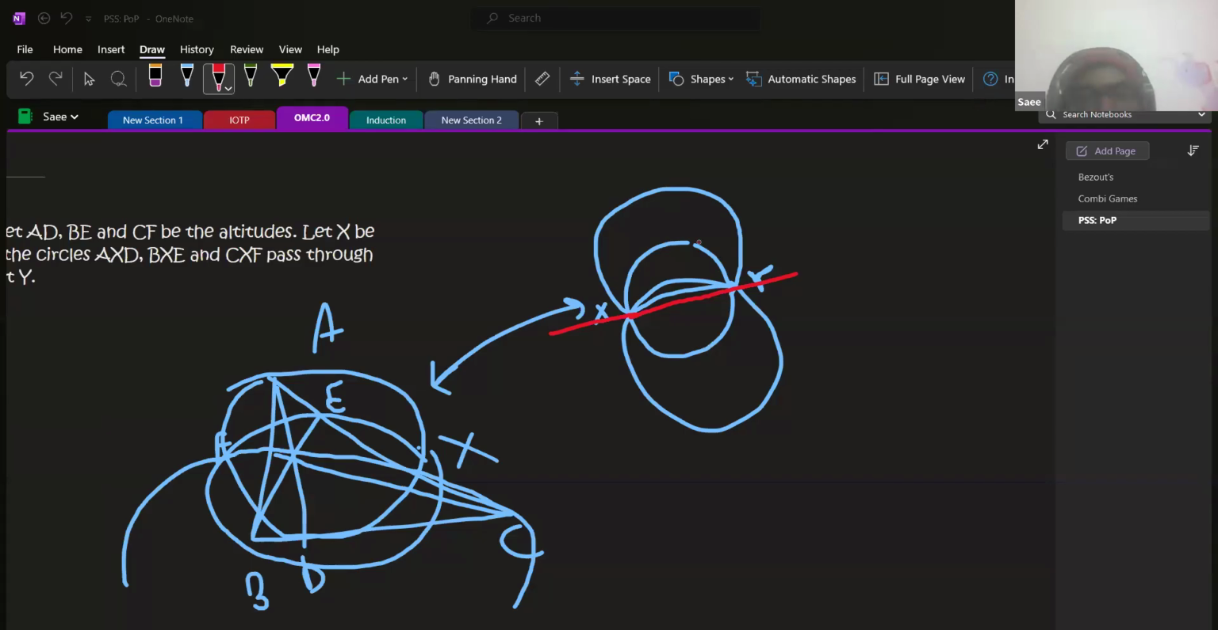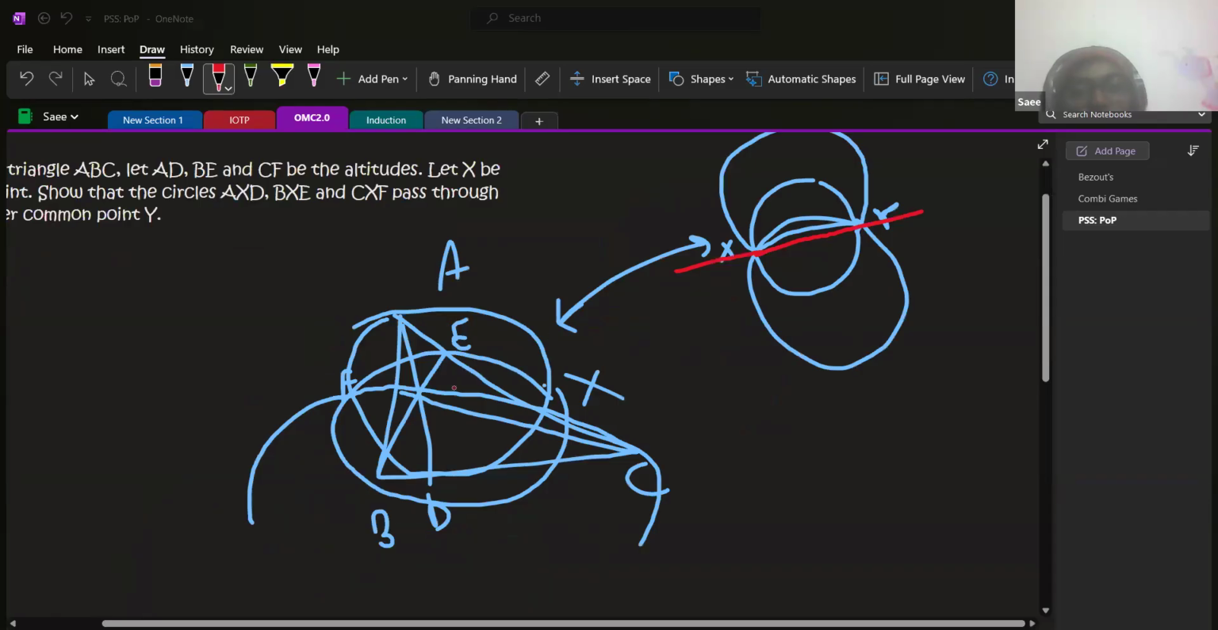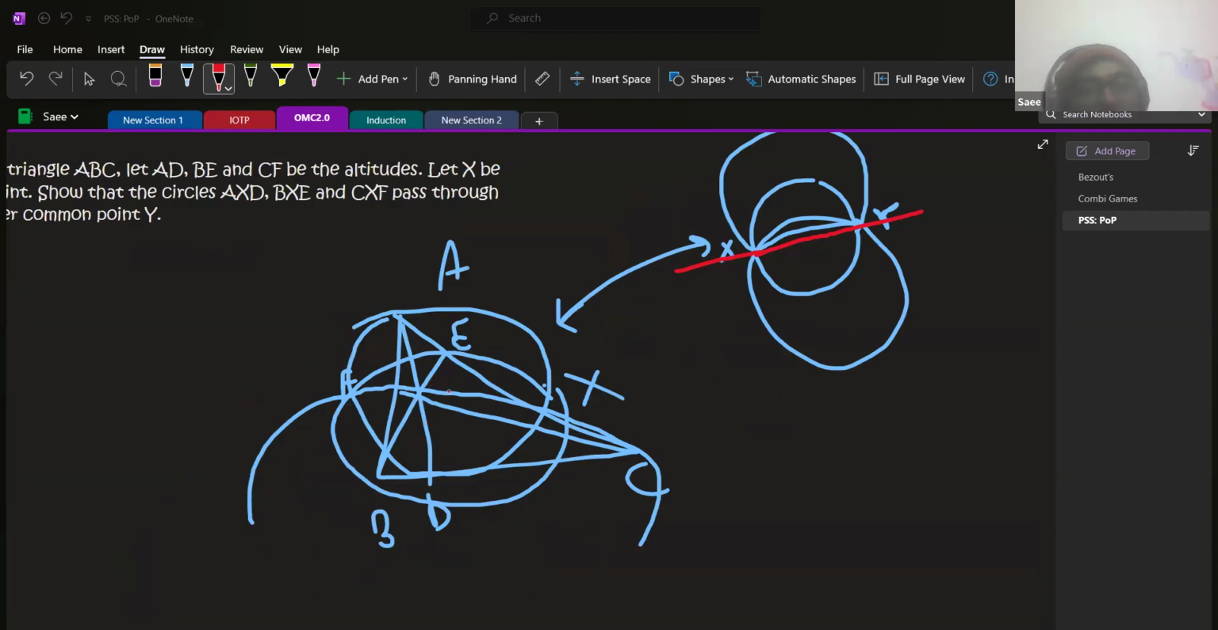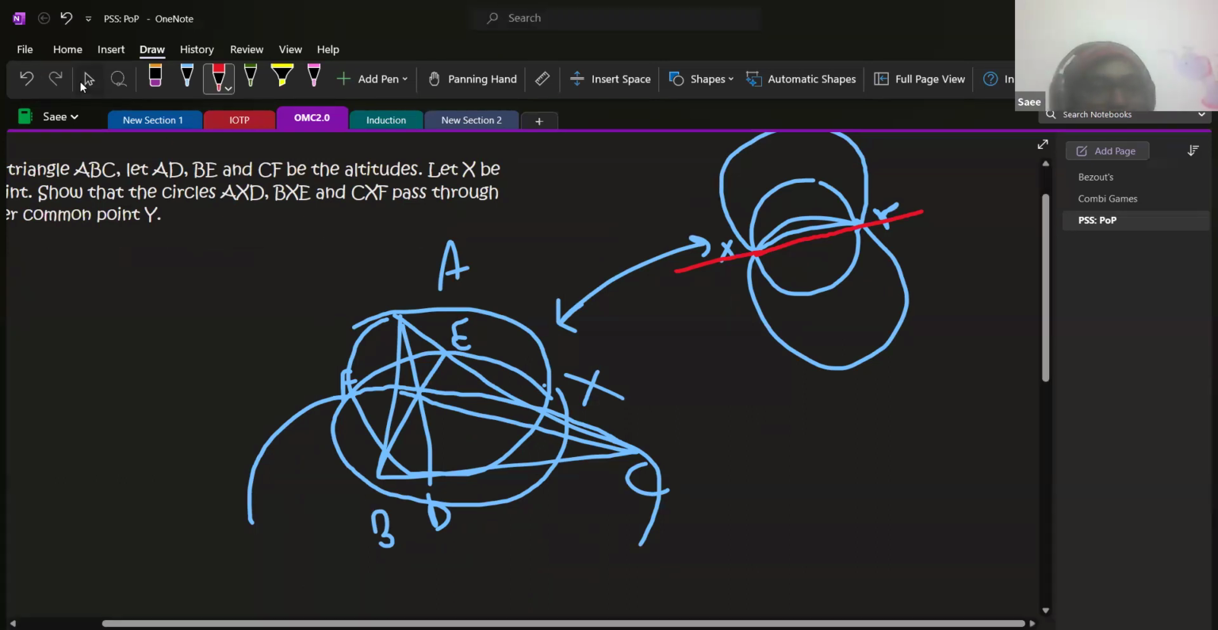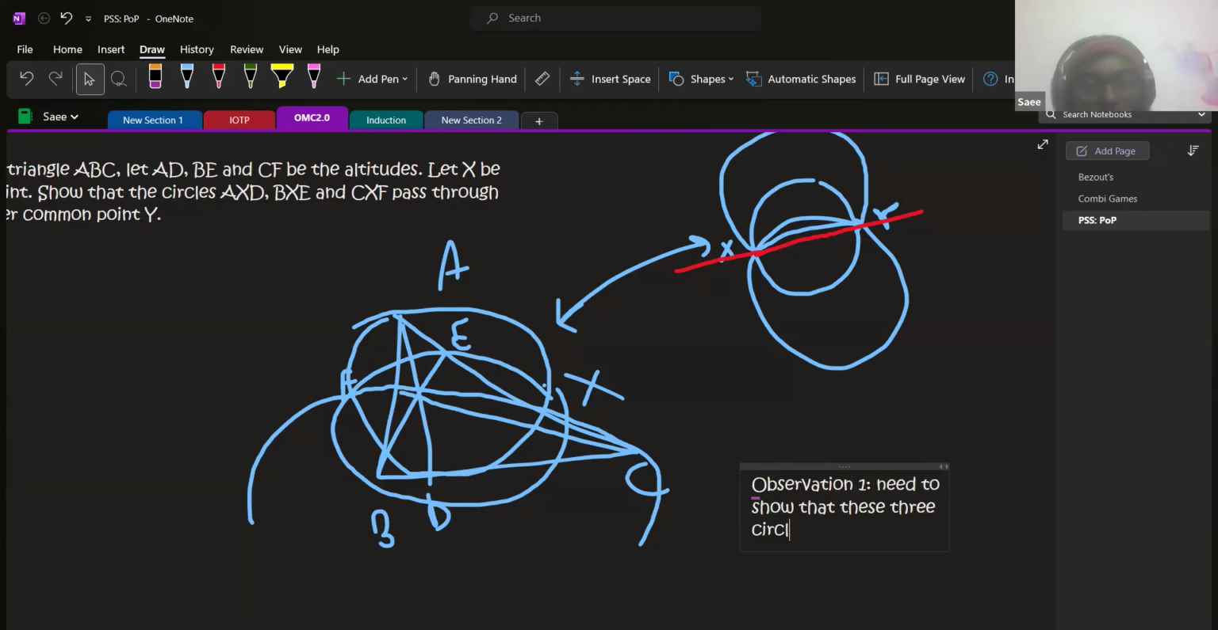Right. So as somebody mentioned, these three circles are coaxial, which means they have the same radical axis. So every pair of these circles has the same radical axis. Does that make sense? Yeah. Amazing. So now if we show that these three pairs of circles have the same radical axis, we'll be done. Right? So observation one, we need to show that these three circles have the same radical axis.